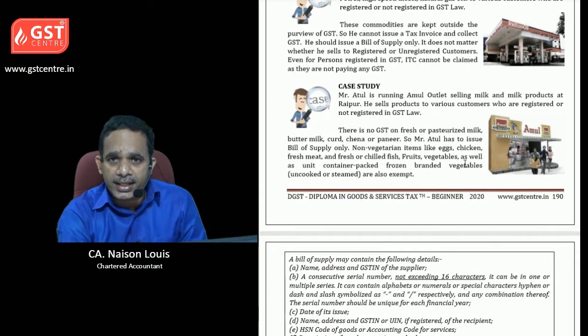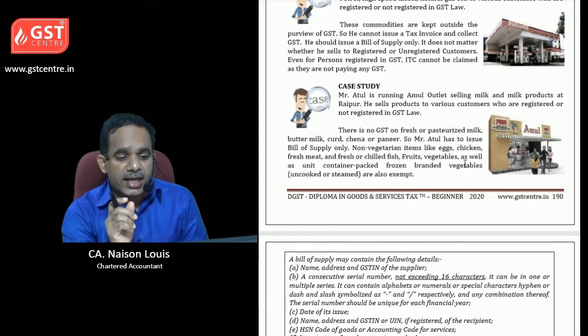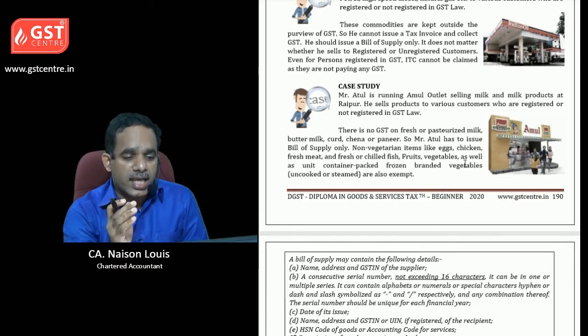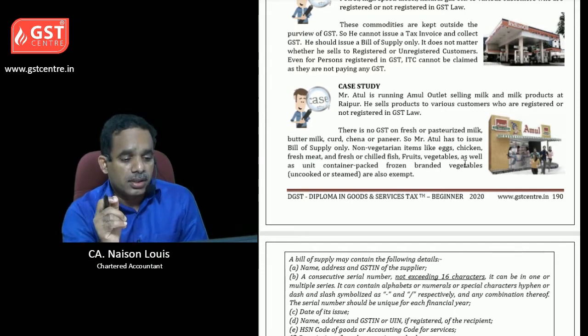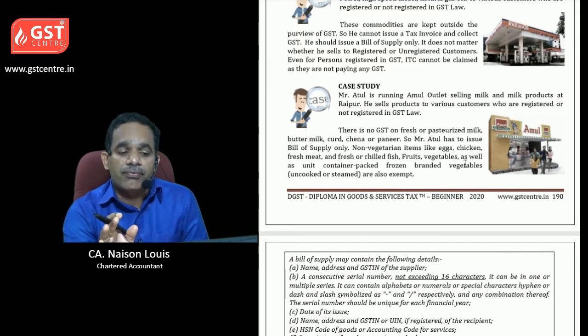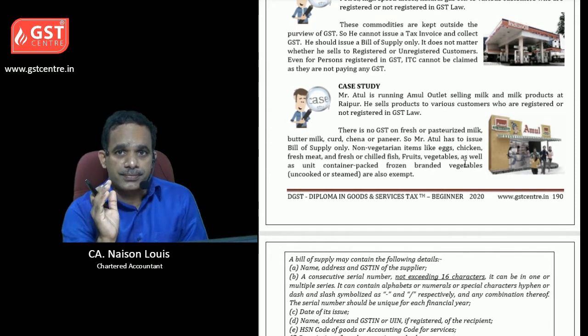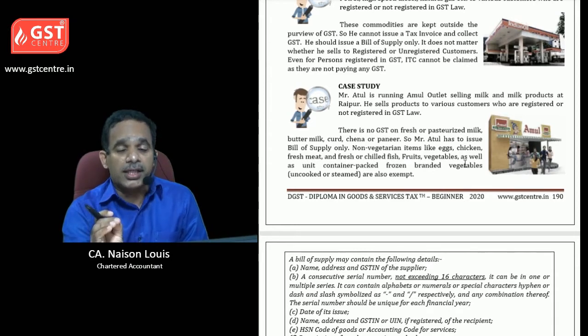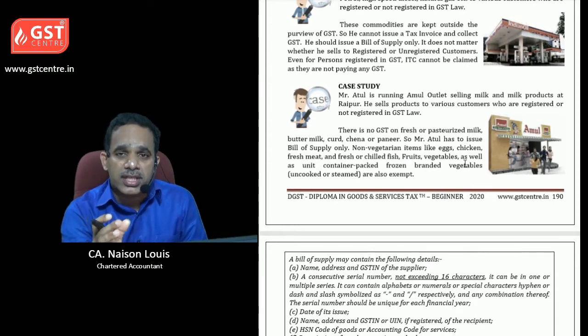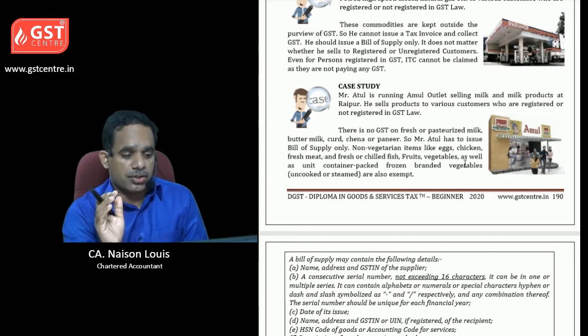Then let us take the second case study. Mr. Amul is running an Amul outlet selling milk and milk products at Raipur. He sells products to various customers who are registered or not registered in GST law. There is no GST on fresh or pasteurized milk, buttermilk, curd, chana or paneer. So it is exempted goods. So Mr. Amul has to issue a bill of supply only. He cannot issue a tax invoice and he cannot collect tax from the customers.